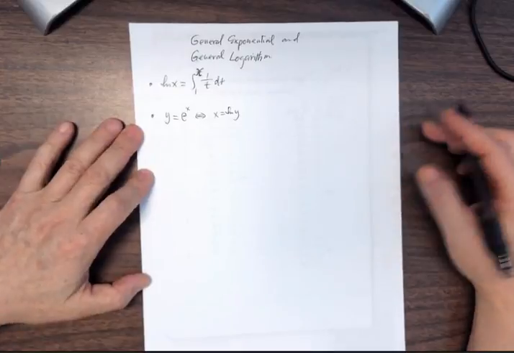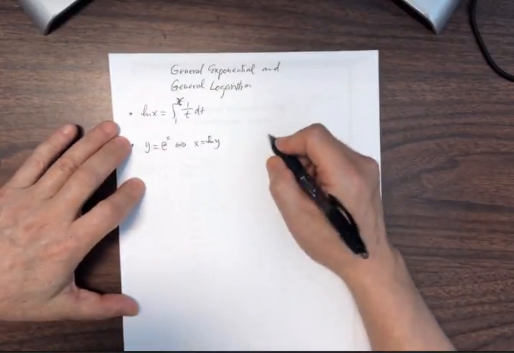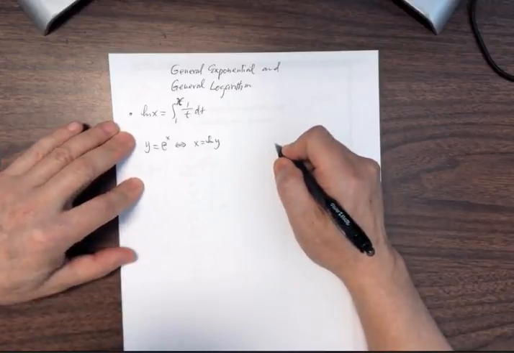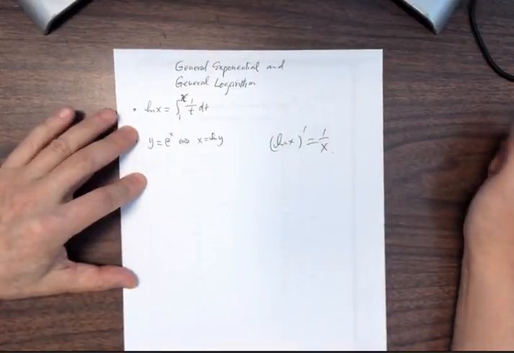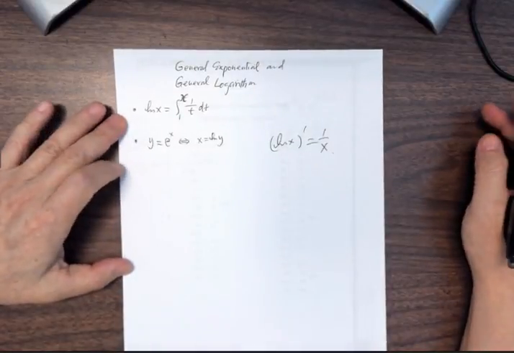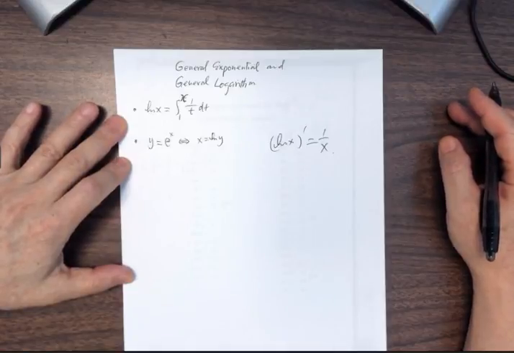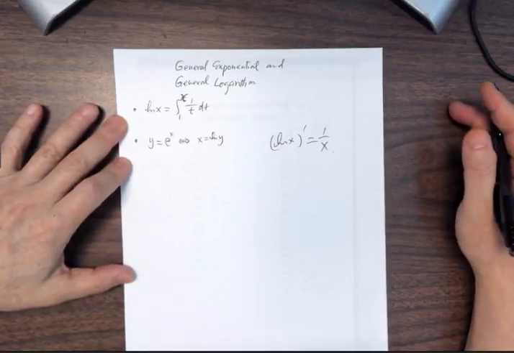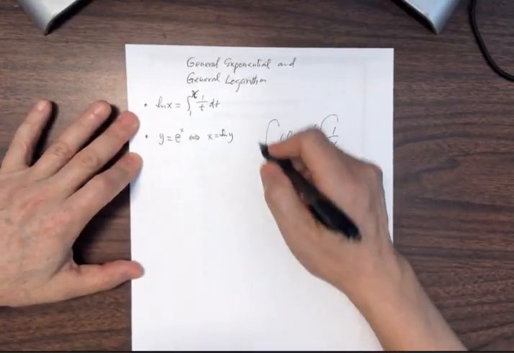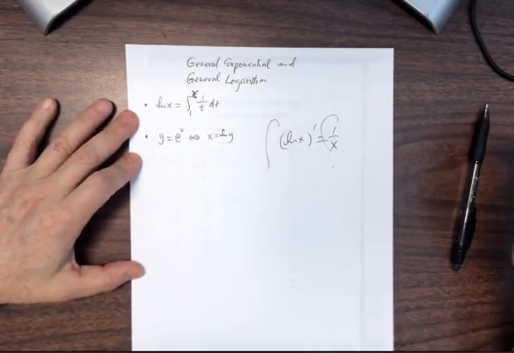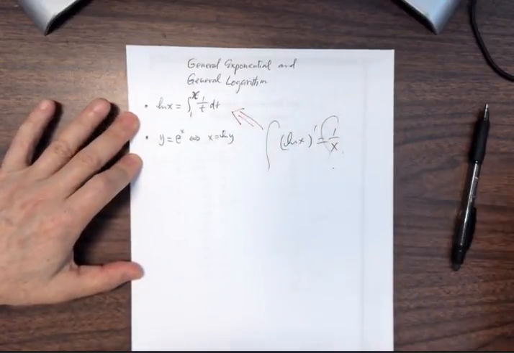At the beginning, we want to point out that the derivative of log is 1 over x. That's one of those basic differentiation formulas we learned in calculus. So if we integrate both sides, then we end up with a new definition of natural log.